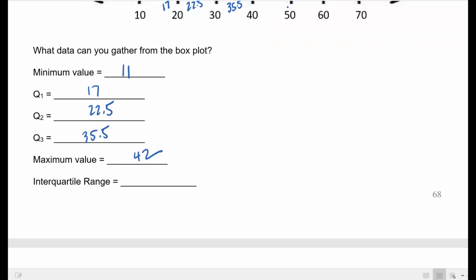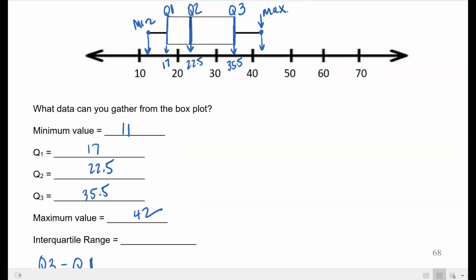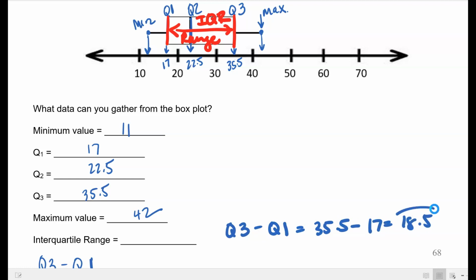And then last but not least, the interquartile range is just Q3 minus Q1. It's also how big the box is. So if you look at the picture, let me use a different color. Q1 is right here, Q3 is right here. If you subtract those two numbers, you're going to find the range in there, and that's the interquartile range. So Q3 minus Q1 is 35.5 minus 17. We get 18.5 is our interquartile range, and again, that's how big the box is.